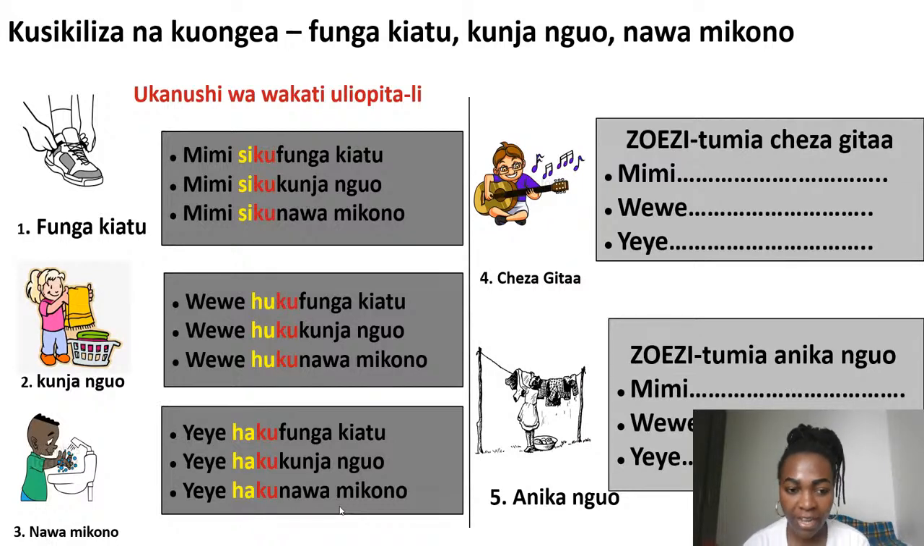Yeye hakufunga kiatu, yeye hakukunja nguo, yeye hakunawa mikono. He did not tie a shoe, he did not fold clothes, and he did not wash hands.